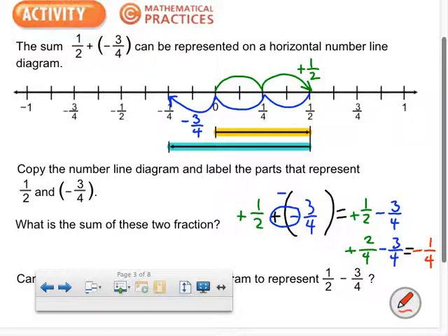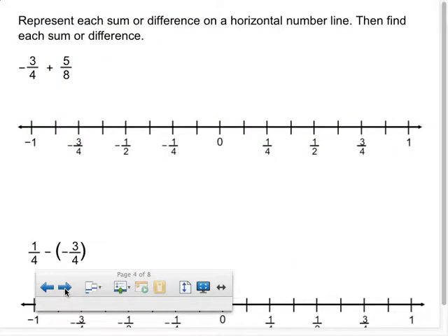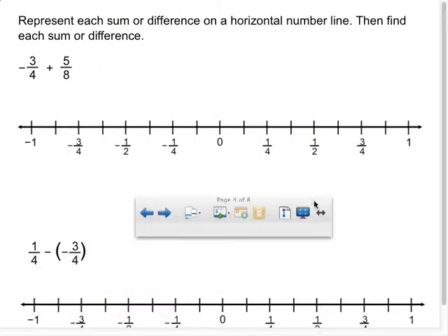And you see that takes me back to negative 1/4. Okay, so do you guys understand how I modeled this? Okay, good, because what you're going to do now is model your own.